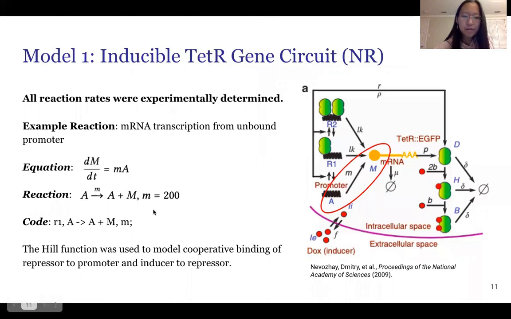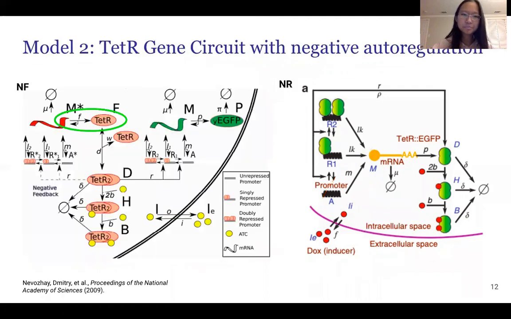And then by turning this into code, we can model huge gene systems. So this is a very powerful method of looking at large-scale gene expression. Our second model is the TetR gene circuit with negative autoregulation. By creating this model, we were hoping to linearize the gene expression and reduce variability.